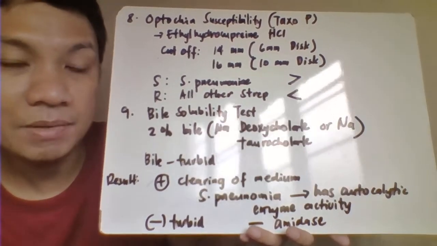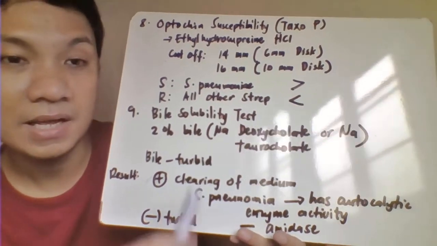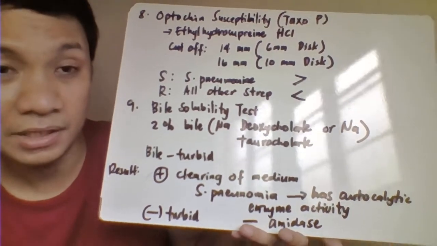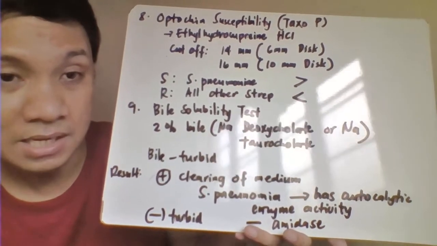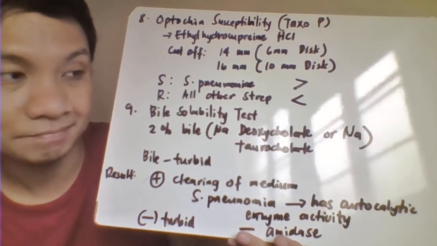So for our susceptible result here, the Strep pneumoniae would be identified as susceptible to your optochin antibiotic. All the rest of your Strep would have the resistant result.